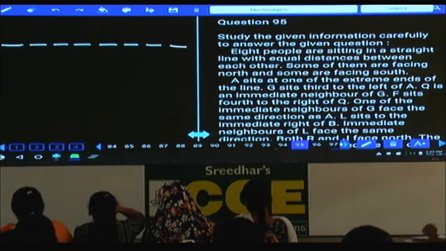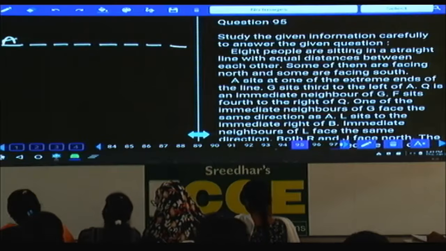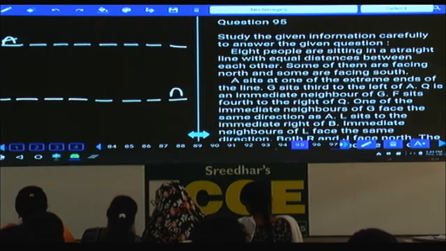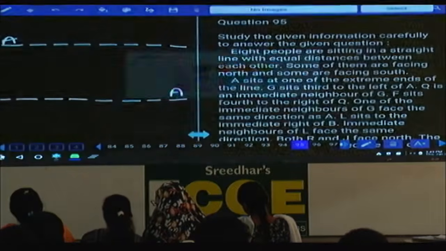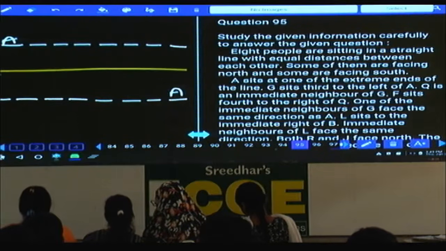A sits at one of the extreme ends of the line. A can be at the left extreme, or 1, 2, 3, 4, 5, 6, 7, 8, A can be at the right extreme. How many possibilities do we have? 2 possibilities. As we have 2 possibilities, start working out these 2 possibilities simultaneously. Done? And A is at one of the extreme ends of the line.